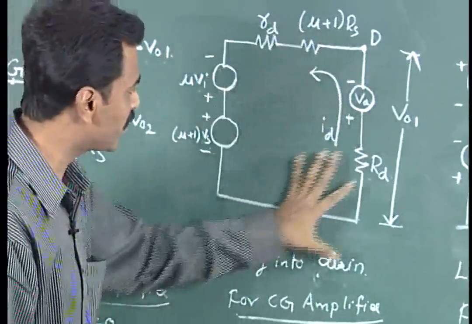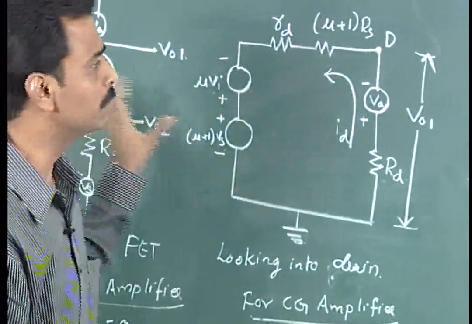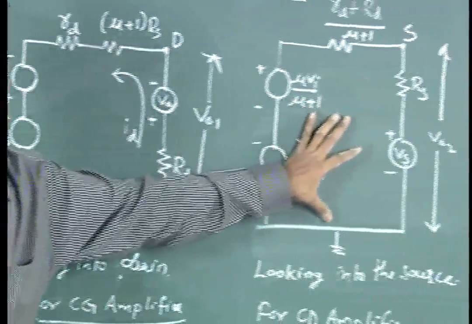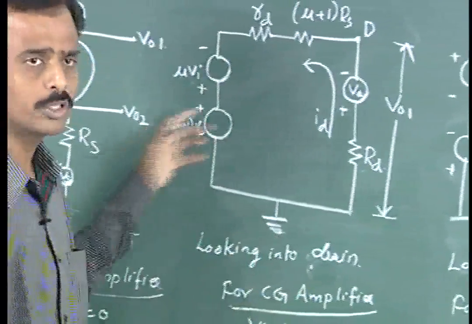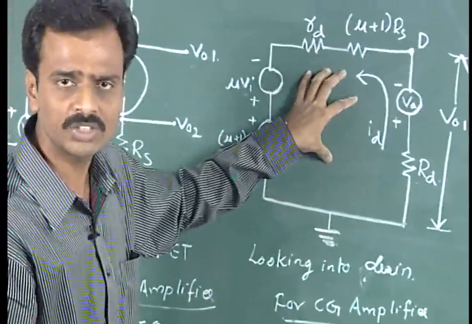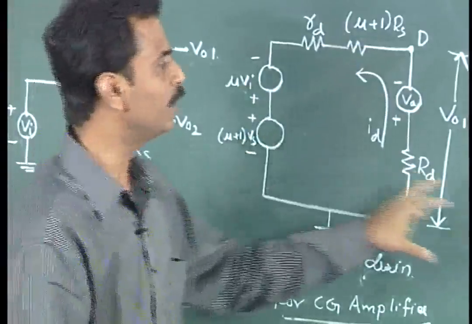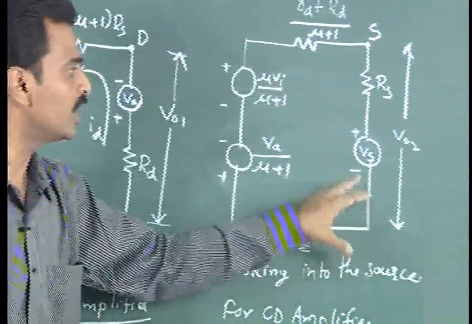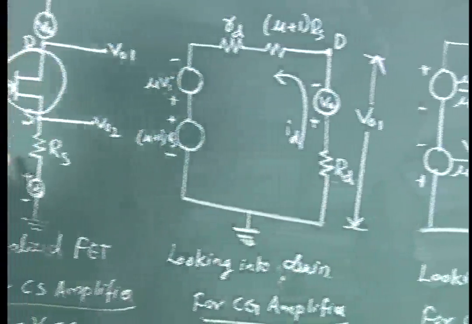To draw its equivalent input circuit diagram for this circuit diagram. Similarly, this is an output equivalent circuit. When we look into the drain, this will be the equivalent circuit with respect to whatever factors are represented over here. And if you look into the source, this will be the equivalent circuit for the respective generalized field effect transistor.